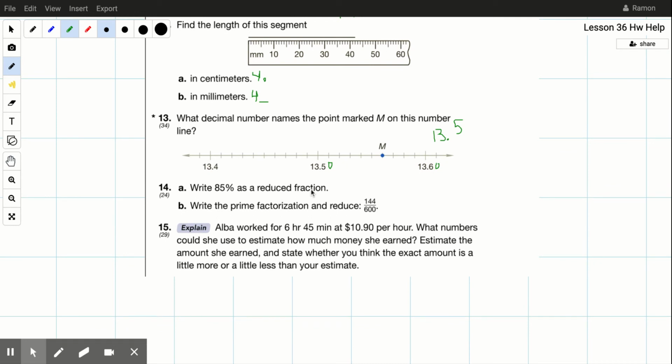14a, write 85% as a simplified fraction. We know percentages are out of 100, so we just place it out of 100 and simplify.